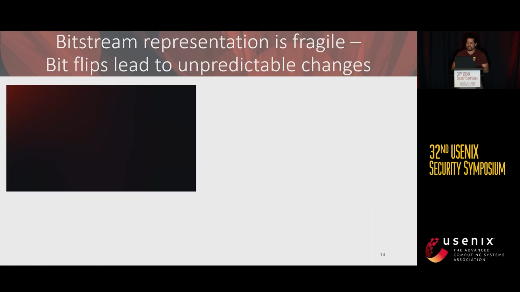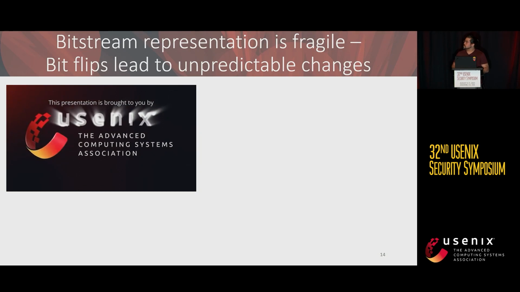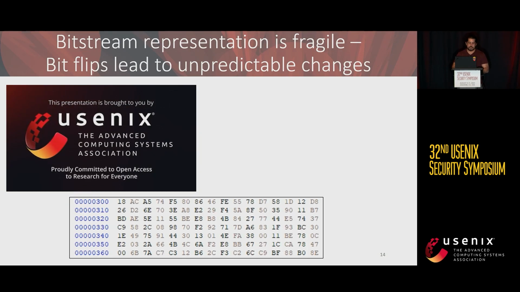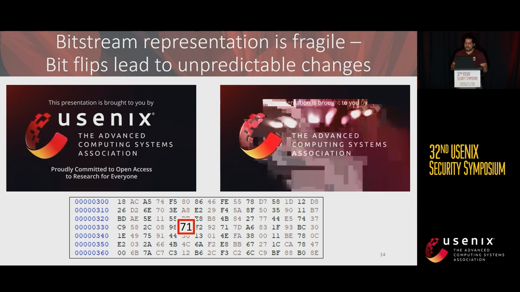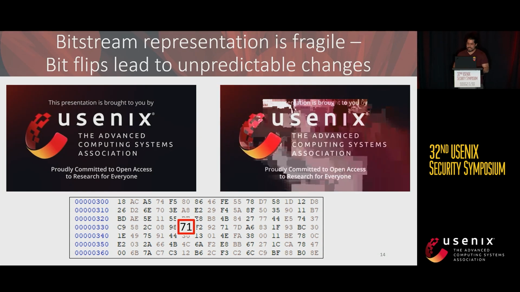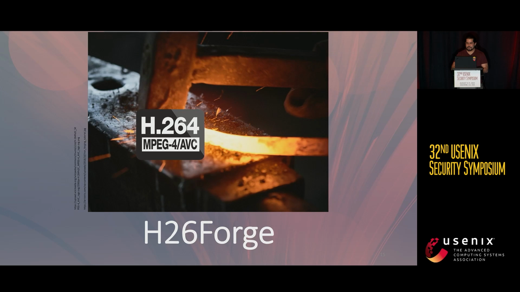To show you some of the challenges faced with working with the bitstream representation, here is the opening sequence of USENIX talks found on YouTube, and here's a portion of its bitstream. If we take this 70 here and increment it to 71, we see that this has some cascading decoding error that shows up in subsequent frames as well. And fun fact, if you play this video on different hardware video decoders, you'll get a different output.